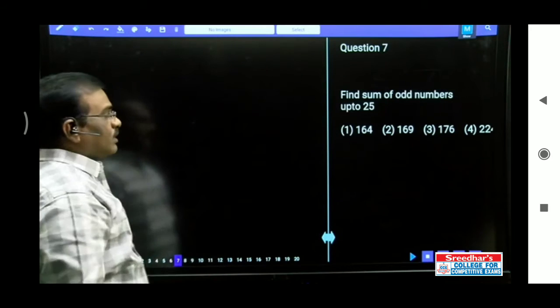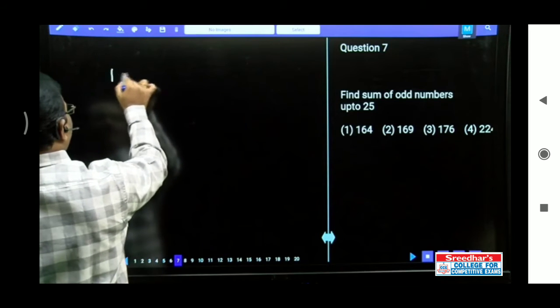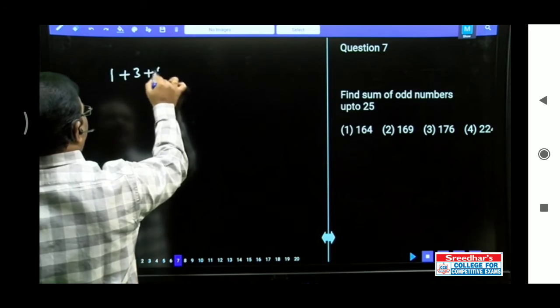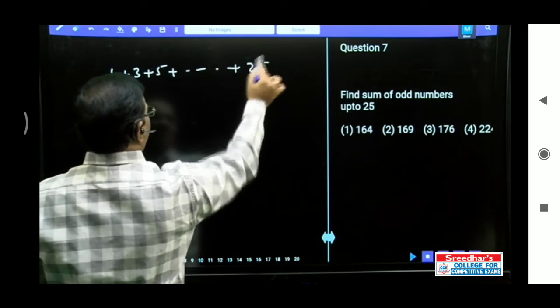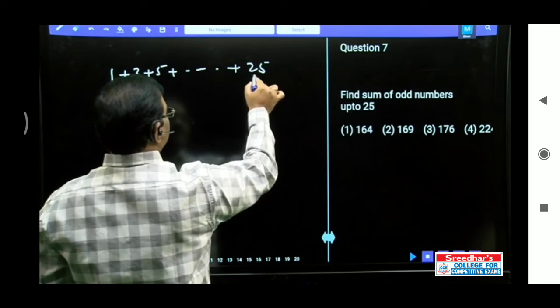Next 17. Find the sum of the odd numbers up to 25. 1 plus 3 plus 5 plus up to 25 కావాలట. 25 sum of the odd numbers. సో అంటే ఇప్పుడు ఇక్కడ 25th అనేది 13th odd number. ఎన్ని odd numbers? 13. 2 into 13 minus 1.